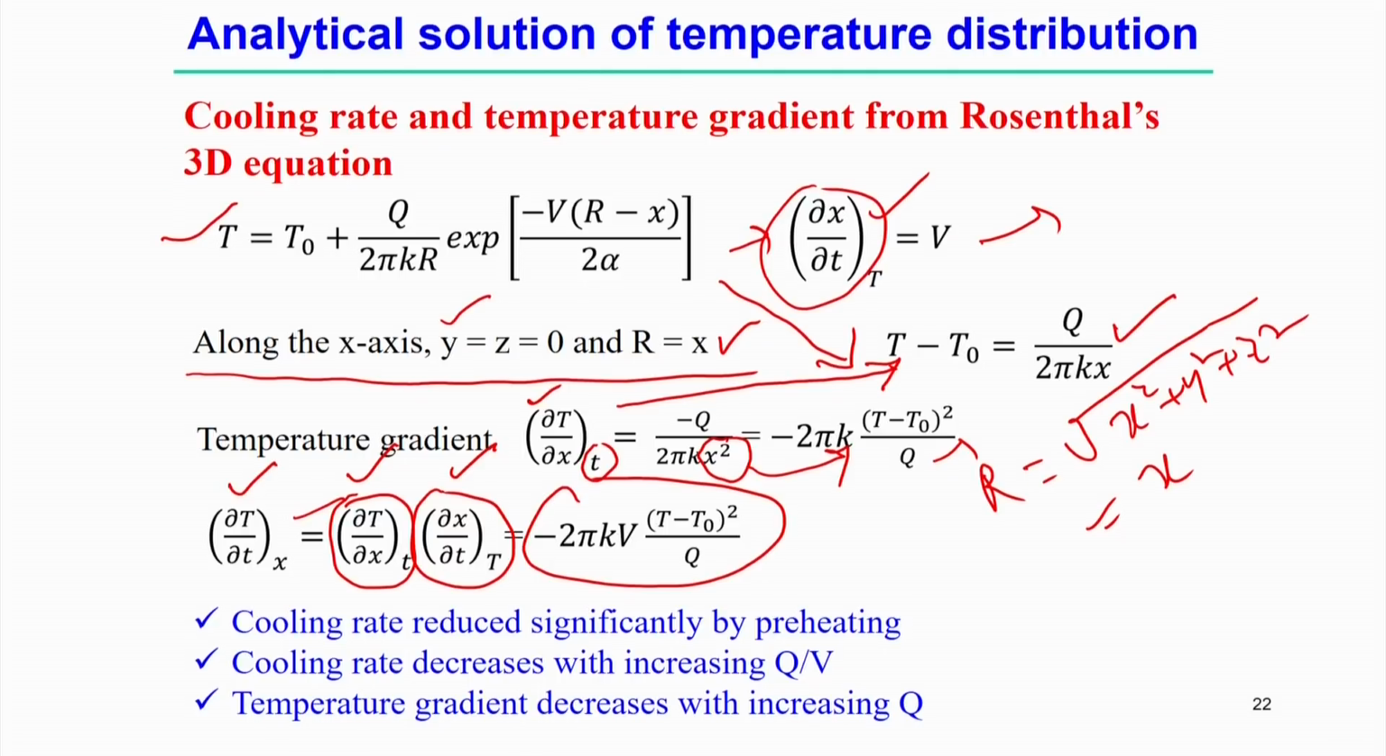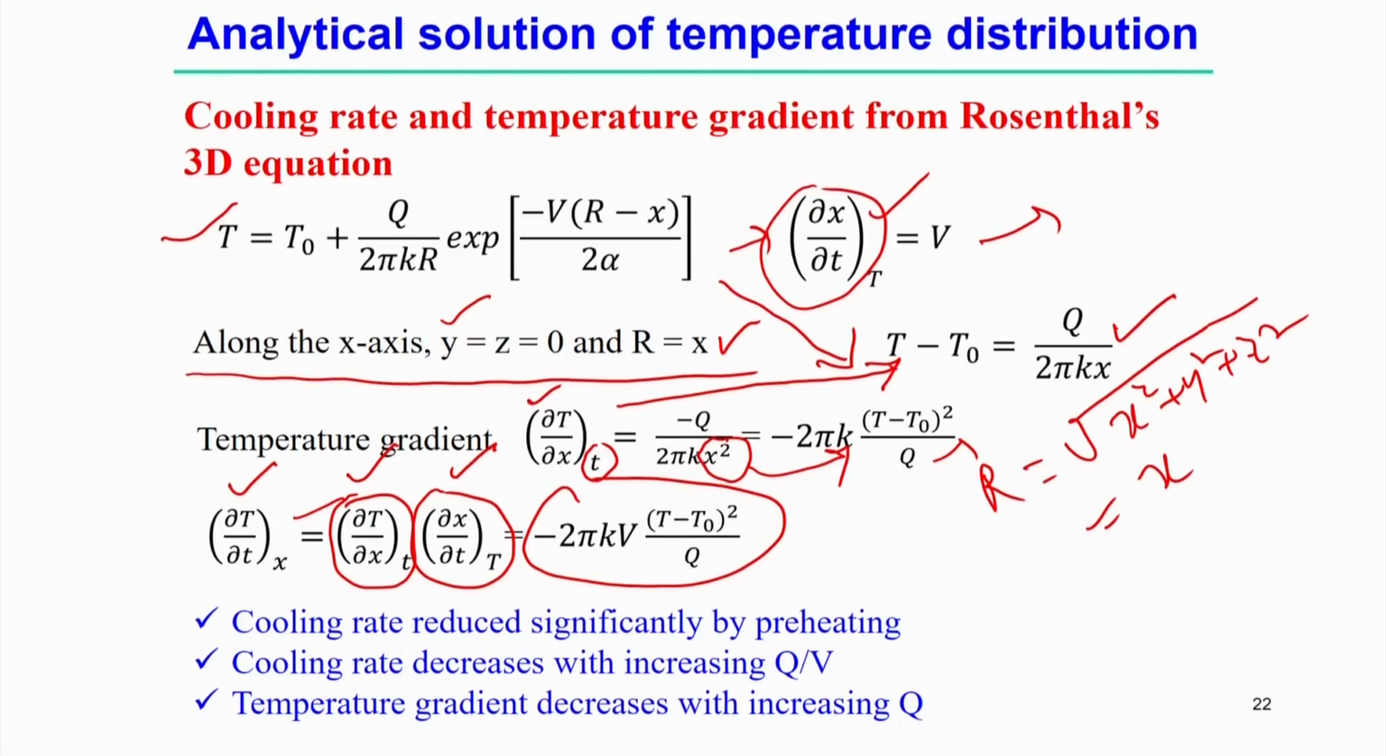Now, it is straightforward to estimate the cooling rate when the heat source is moving along the x axis. That means the assumption is that y equals z equals 0. So, along this line, along the direction in which the heat source is moving, we can find the cooling rate, and from this cooling rate we can say that the cooling rate is reduced significantly by preheating.